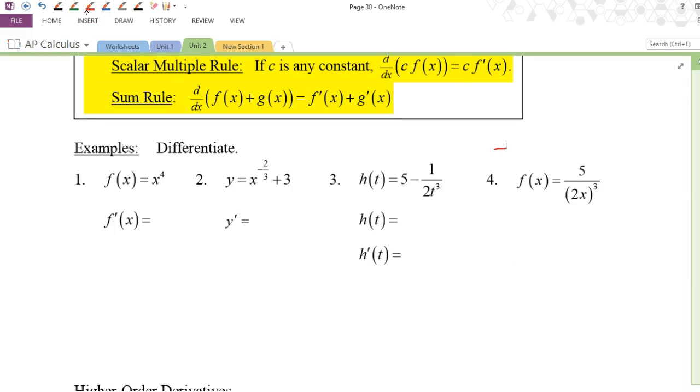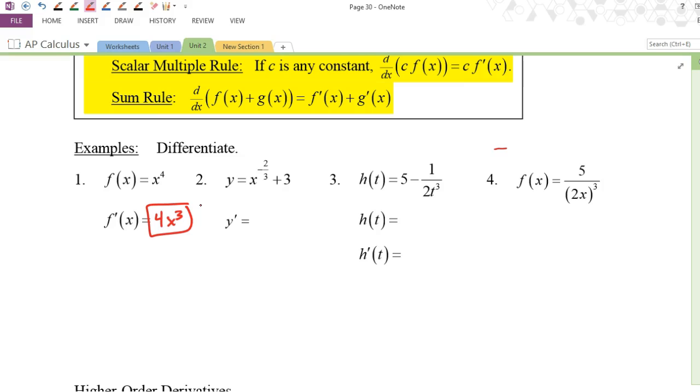So what's the derivative of x to the 4th? 4x cubed. That was a lot faster than doing it the other way. Because if we would have had to use the limit definition, we would have had to FOIL that sucker 4 times. As fun as that sounds, we're not going to do that today.